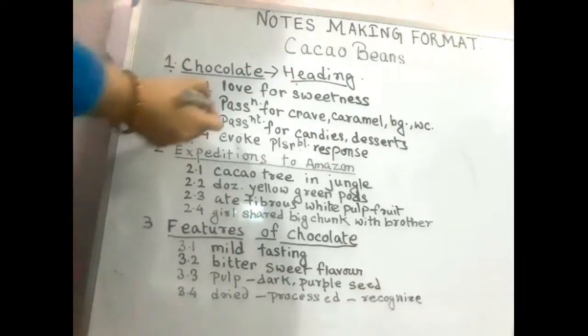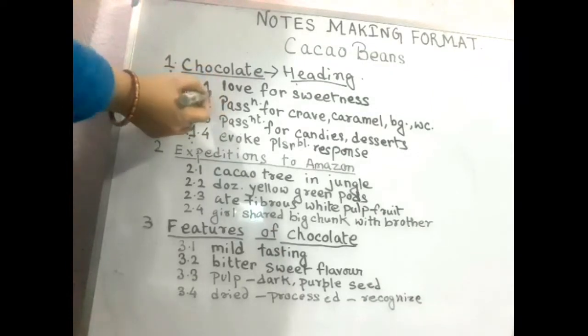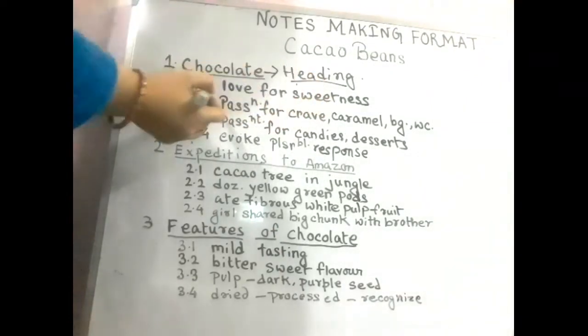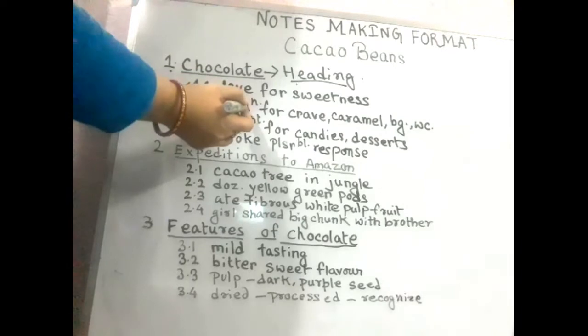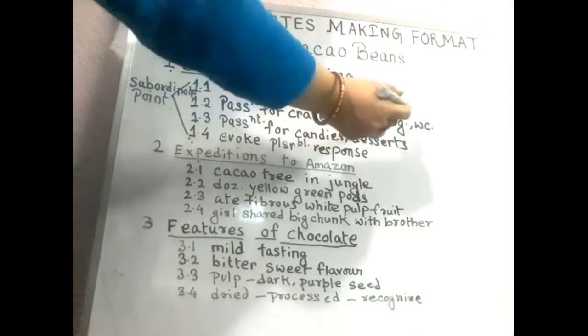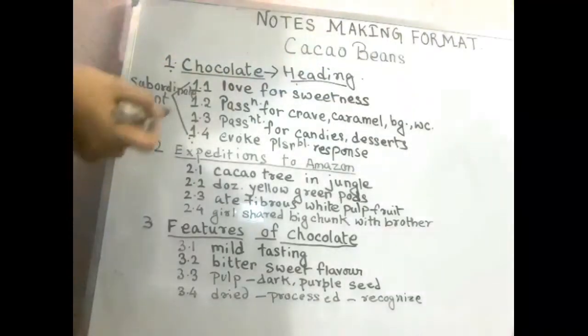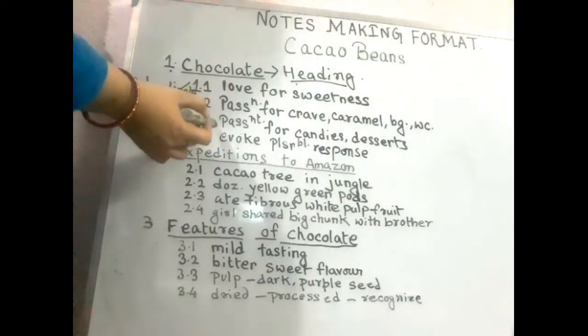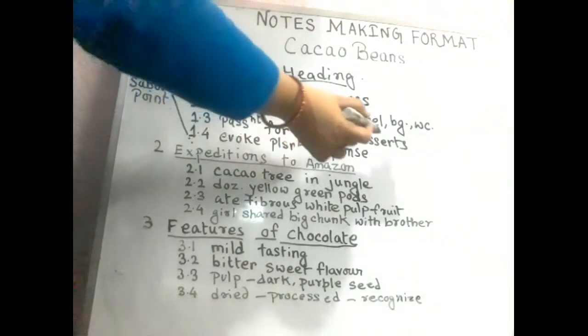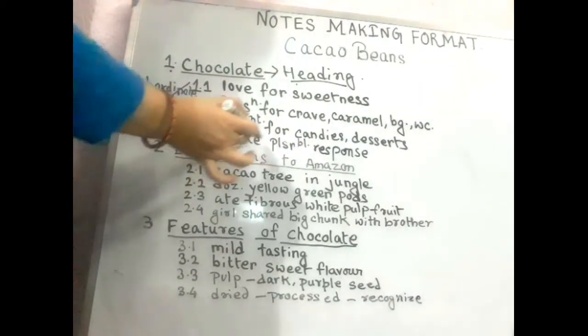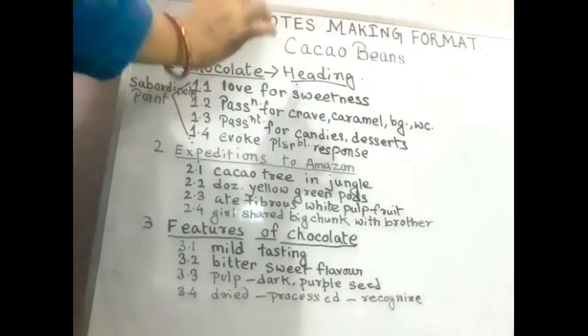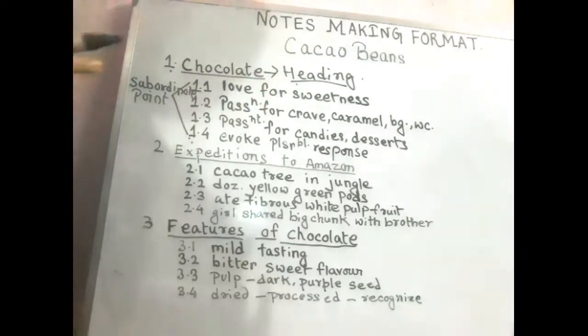Remember this point. So here first 1.1, love for sweetness. Then 1.2, passion for crave caramel. BG means bubble gum. Then white creamed. 1.3, passionate for candies, desserts. 1.4, evoke pleasurable response. So here I have used abbreviations.